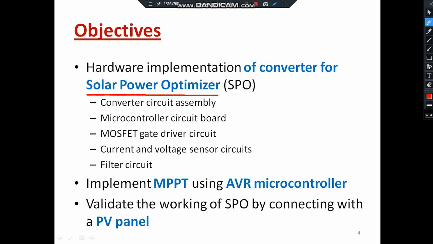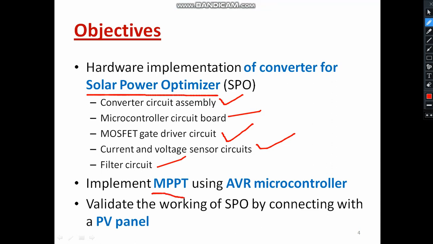The hardware implementation comprises segmentation of the converter, selection of the microcontroller board, selection of the MOSFET gate driver circuit, current and voltage sensor circuit, filter circuit, and selection of power components. These are the various segments associated with the hardware project. We need to know how to do the coding, and we have to study how to do the coding using any microcontroller environment. Okay, let us continue.